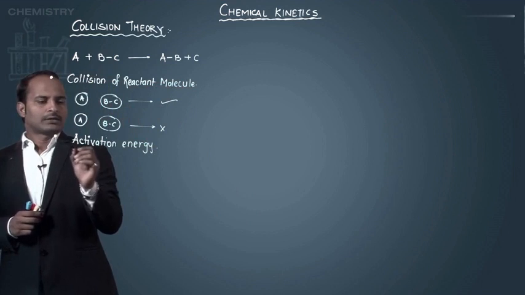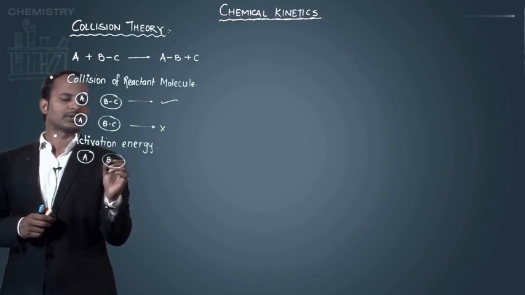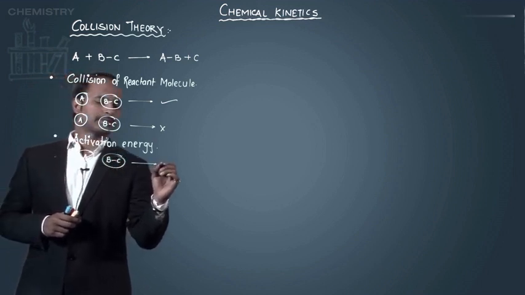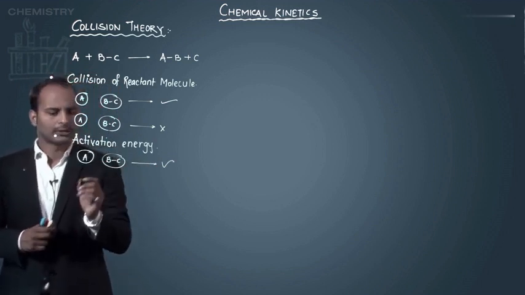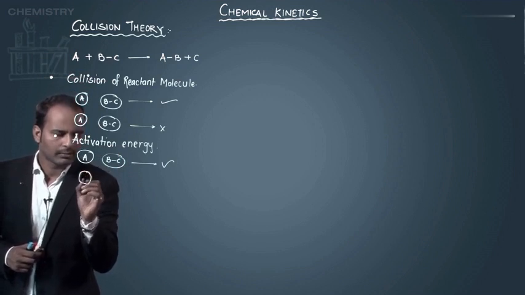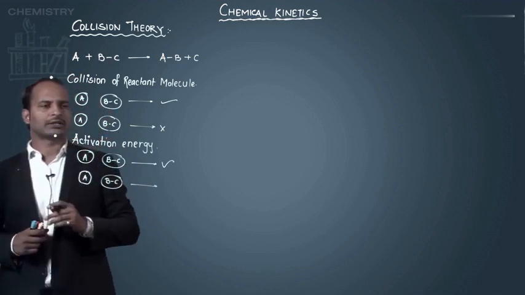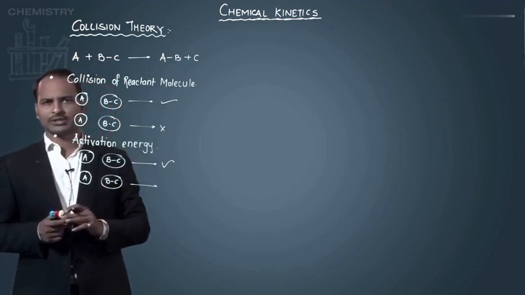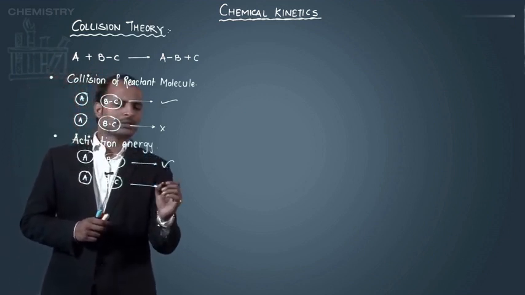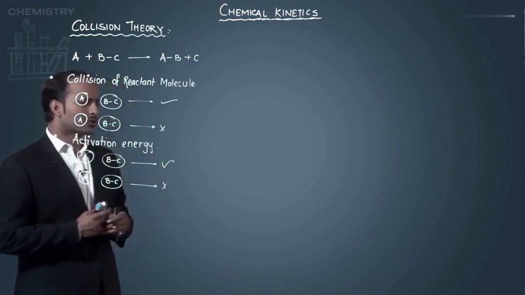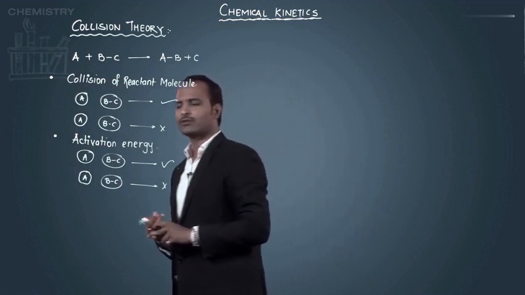Then next, suppose these are the two A and BC molecules. The molecules have activation energy, and they are colliding and form a product. But at the same time, there is another A and BC molecule. They also have activation energy, meaning their energy is either equal to or greater than the activation energy. But still they do not form a product. So now the question arises, if the reactant molecules have activation energy and they are also colliding, then why are they not forming a product?